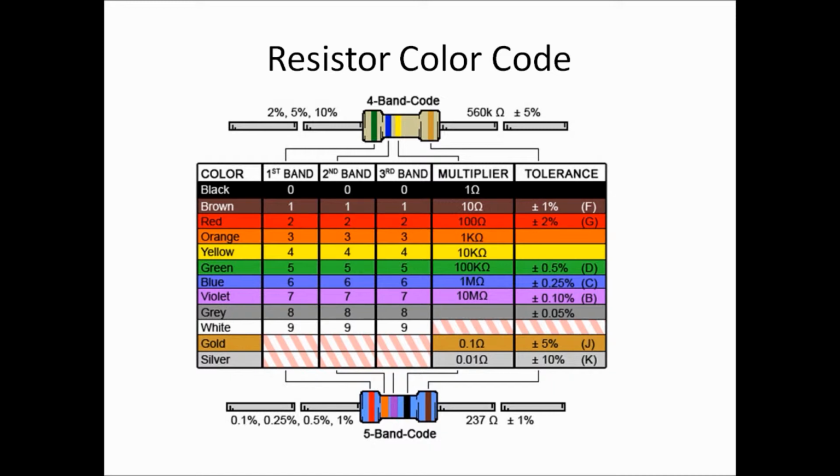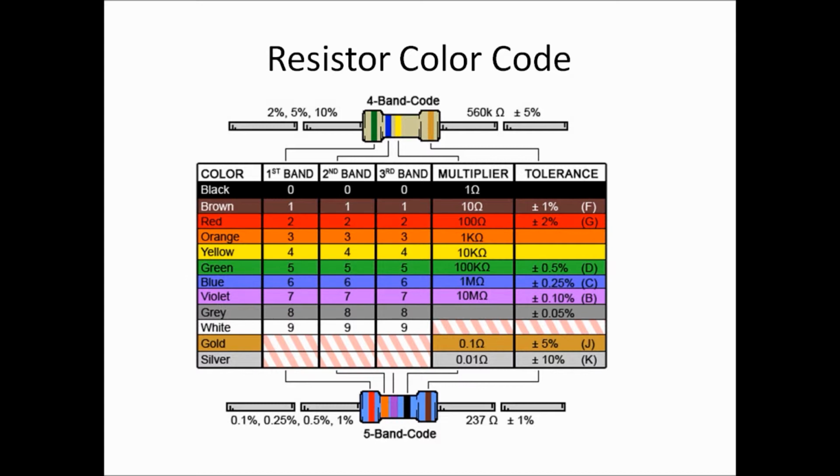So start with the colored band, not the gold band. The colored band at the very beginning of the resistor signifies the first band. So let's read it. Let's say I'm holding a 1K resistor right here.